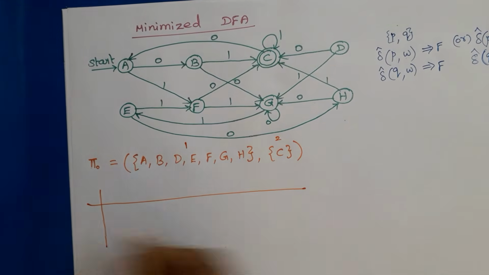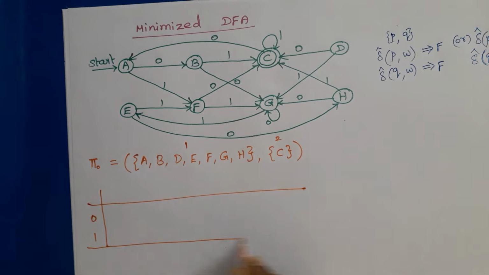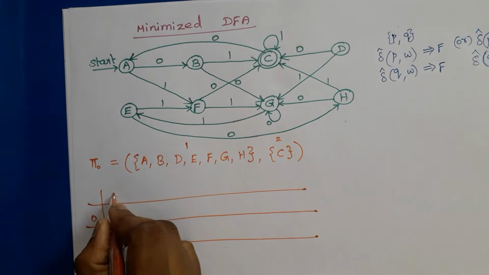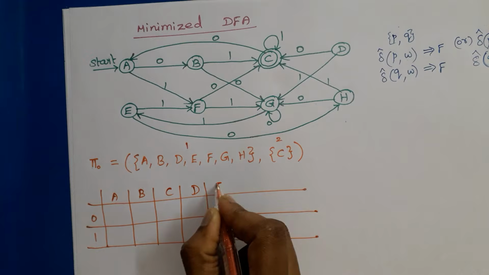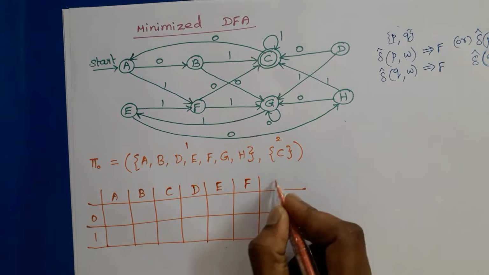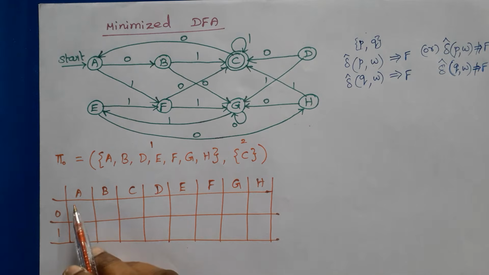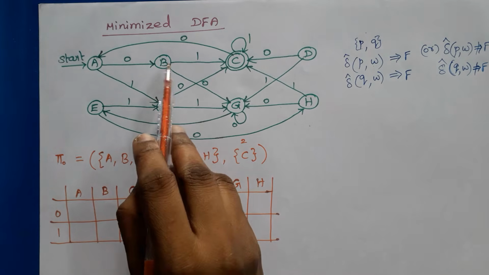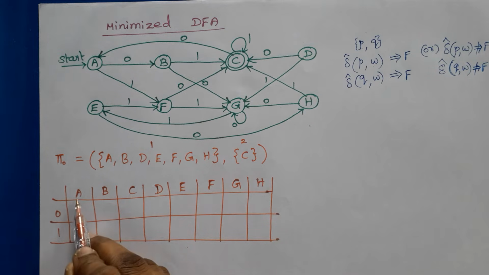Now we have to draw the table. Here rows correspond to the input symbols zero and one, and columns correspond to the states: A, B, C, D, E, F, G, H. Then from state A, 0 goes to B. Then we need to check the group number. B means it's group number 1. So from state A, 0 goes to 1.